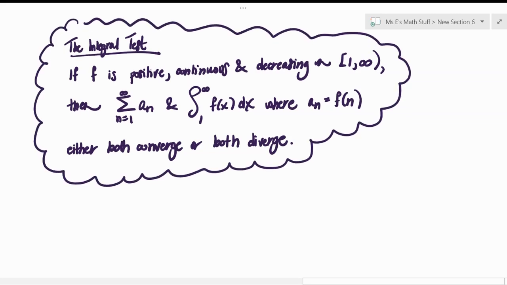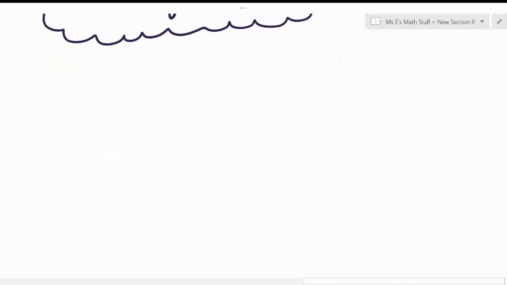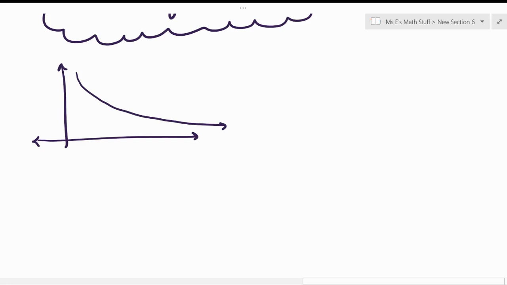Okay, now let's talk about the argument behind it. I'm not going to do this in a formal proof way, but this would be the idea behind a formal proof. Remember that the conditions are basically that your graph has to look like this: positive, continuous, and decreasing on the interval from 1 to infinity. I'm going to label these values here. First, let's argue that they would both diverge together.